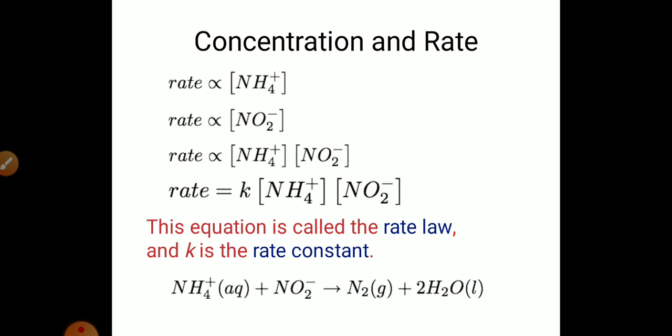So the rate of reaction is proportional to the concentration of NH4+, and the rate of reaction is proportional to NO2-, and so the overall rate is equal to k. Rate equals k times the concentration of NH4+ and the concentration of NO2-. This equation is called the rate law, and k is the rate constant.